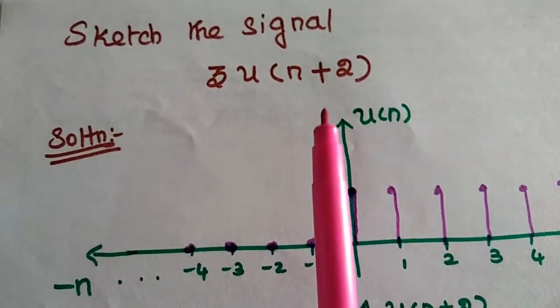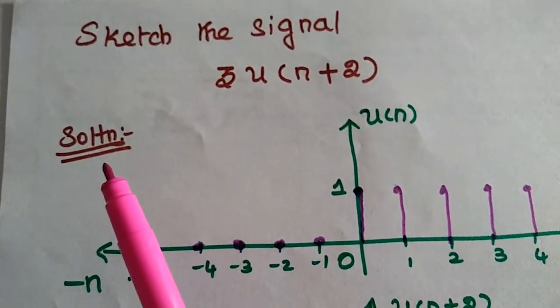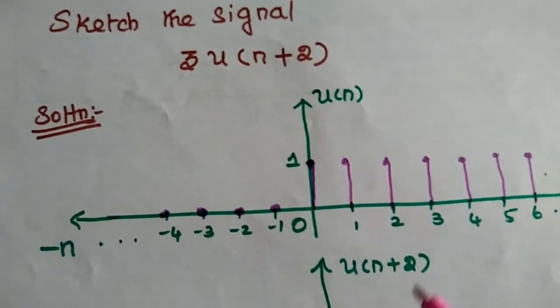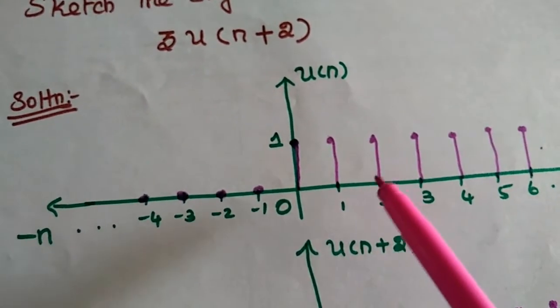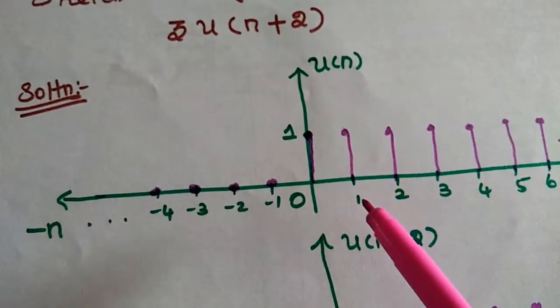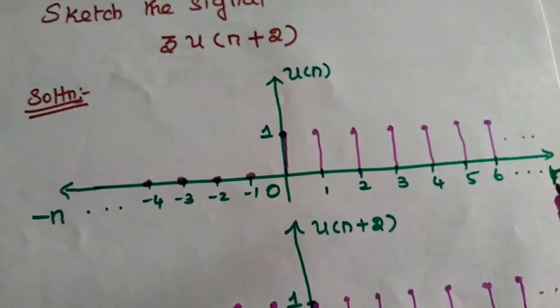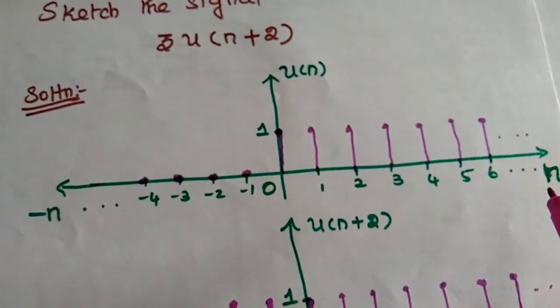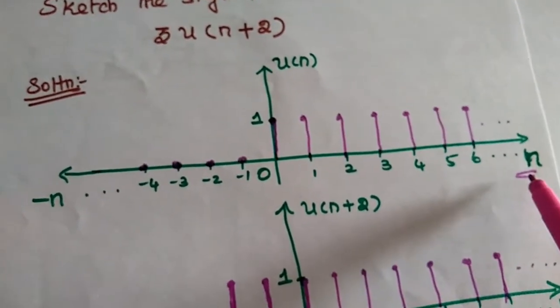So this is the given signal. We are going to sketch this signal. Solution part: the first step is to draw the u of n, the general diagram of u of n. So this is the u of n. Here we are going to represent the time domain in n, not t. Discrete time domain is represented in terms of n.